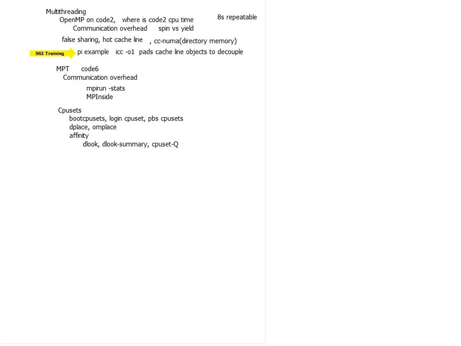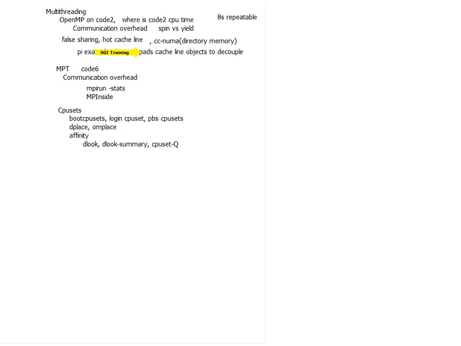Now, I've got a little program example, Pi. If you compile it with an O0, you'll get false cache sharing problems. But when I go to an O1, the compiler will automatically pad the cache line. Let's just say it's an 8-byte variable and a 64-byte cache line, which means 8 variables on the cache line. What the compiler will do is decouple them and possibly pad 7 objects in there, so 56 bytes get wasted on the cache line. But that has decoupled the object on the cache line from all the other objects.